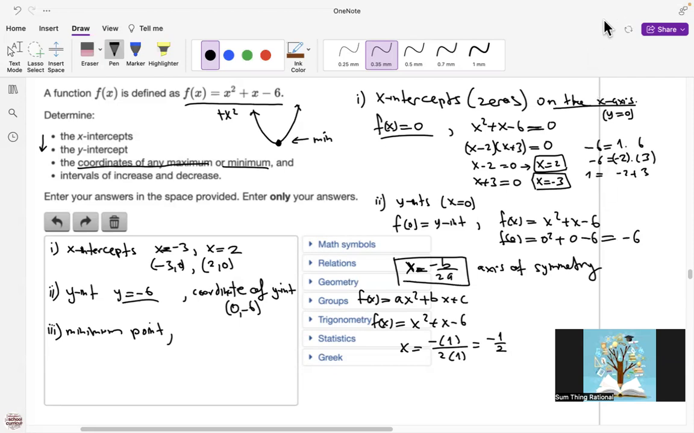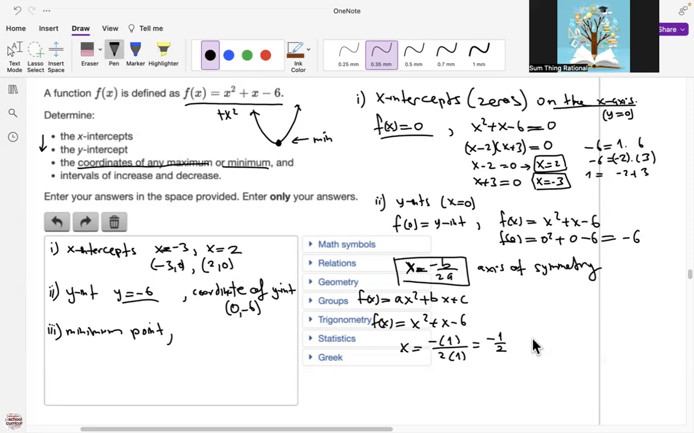When we try to draw the function, let's say this is the y-axis and this is the x-axis. We have x-intercepts at −3 and +2.